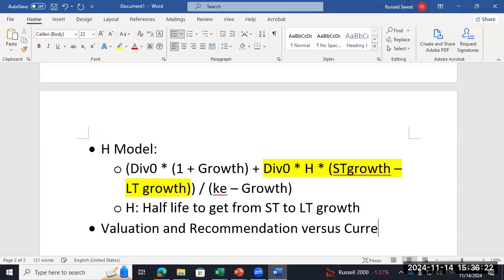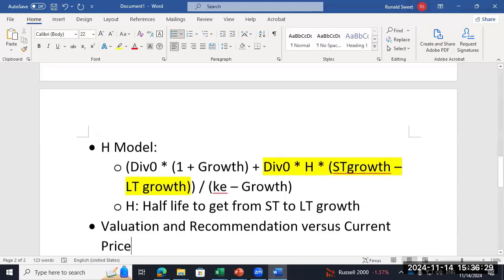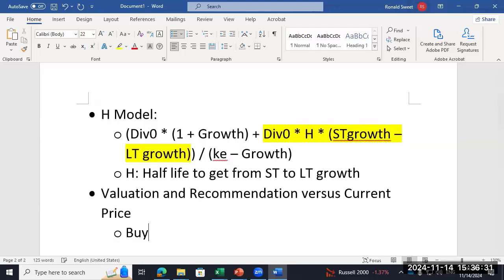Recommendation versus the current price. I've had students write this paper and not tell me what the current price is. You always say the current price. So you do your valuation versus the current price, and you're going to say buy, hold, or sell. What is your recommendation? I think this stock's worth $100. I can currently buy it for $60. I'm putting a buy on this. I think this stock's worth $100. It's currently trading for $98. I put a hold on this. I think this stock's worth $100. It's currently trading for $140. I'm going to put a sell on this stock. That's your final recommendation, right?